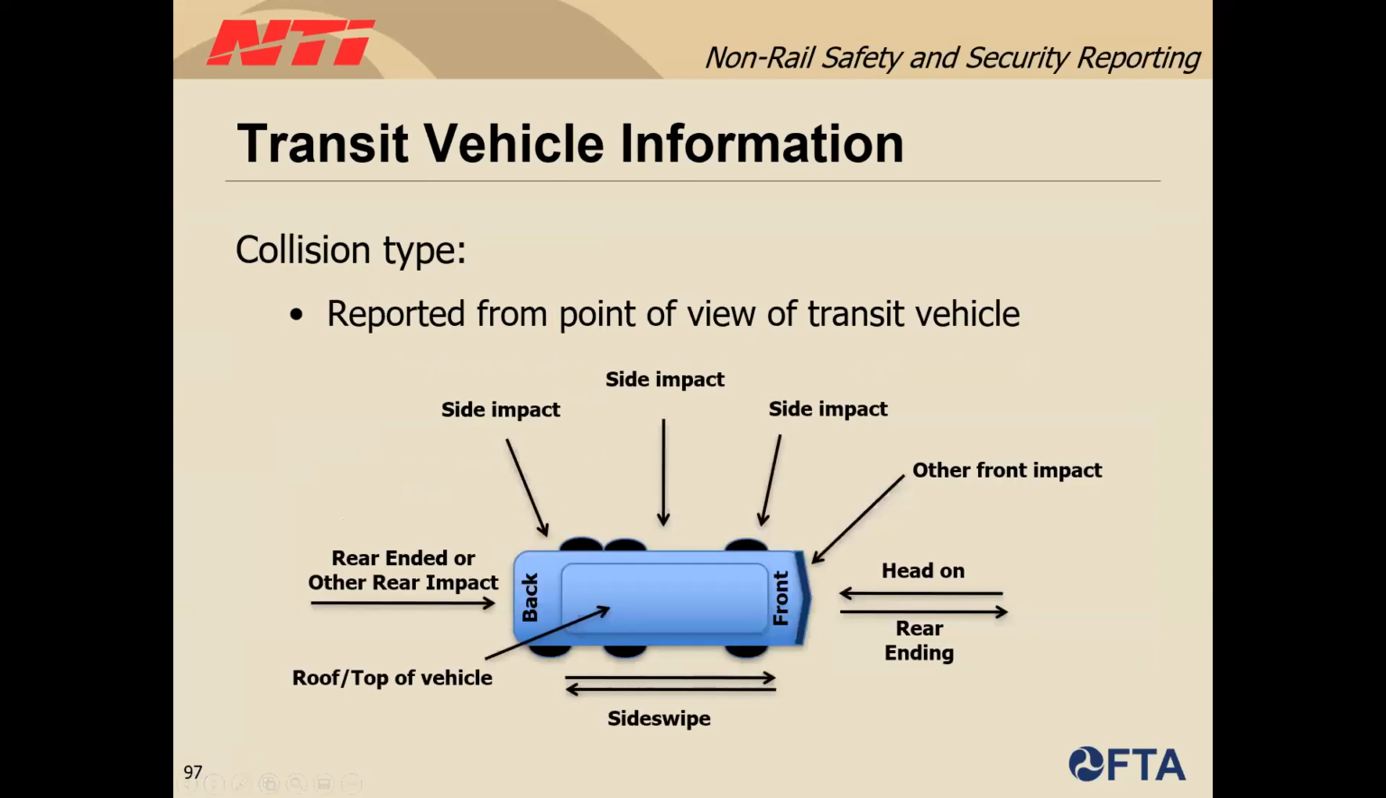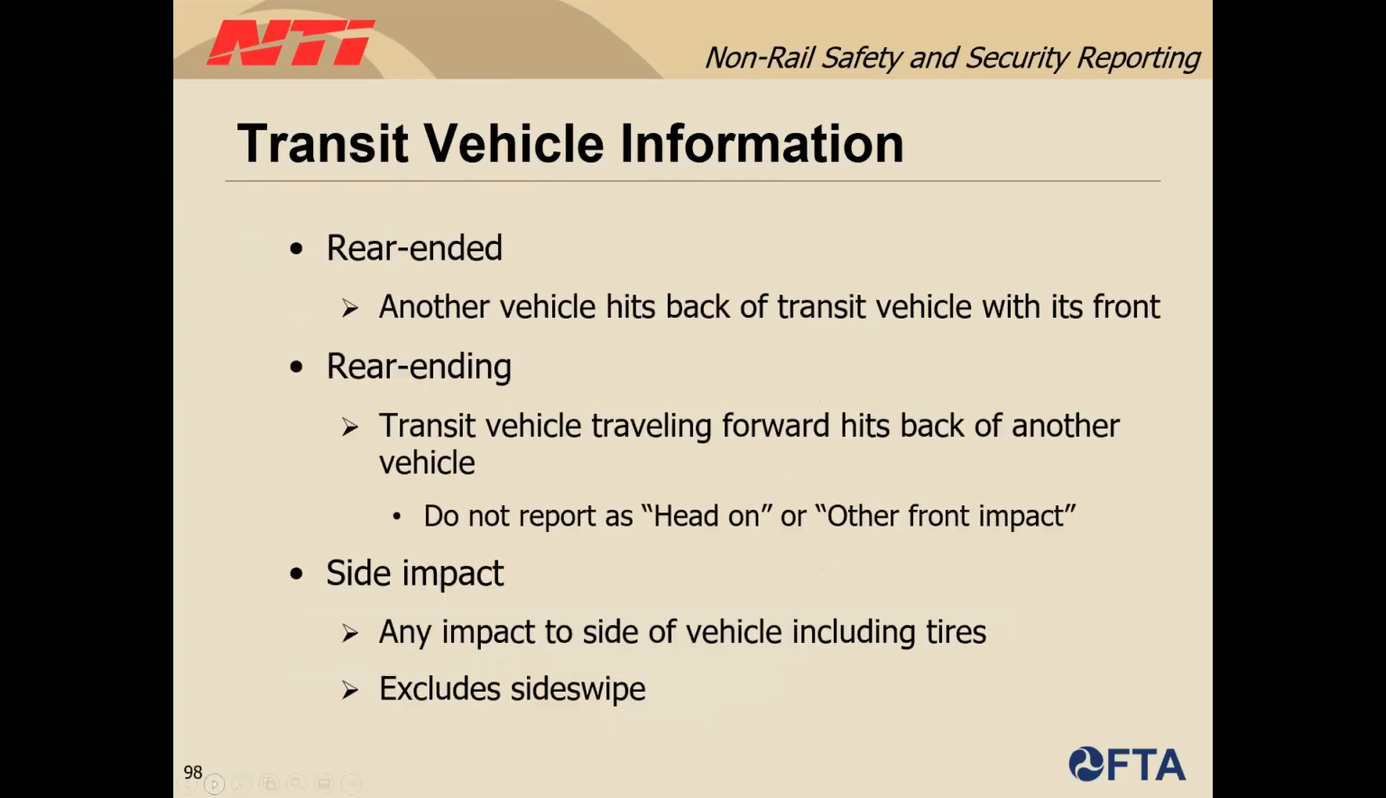This diagram shows most of the impact points, which are reported from the point of view of the transit vehicle. Let's look at the options in more detail. Rear-ending and rear-ended are reported as a pair.